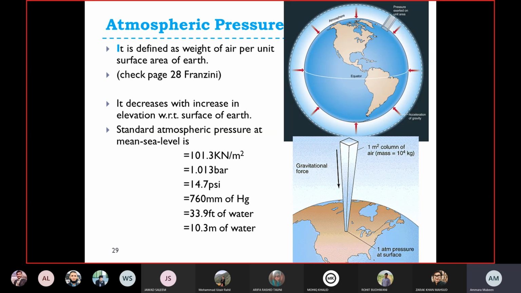because the elevation is high in Murray and Nassau-Gully. So any question regarding atmospheric pressure? That is actually the atmospheric pressure. The pressure of the atmosphere is atmospheric pressure.